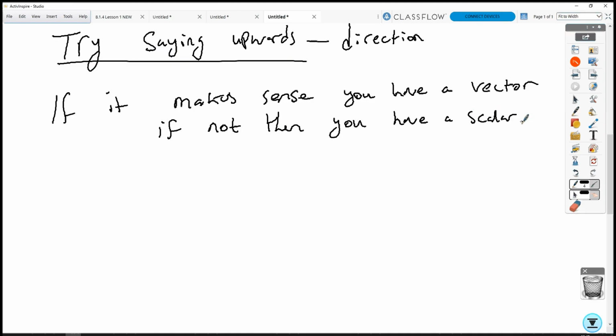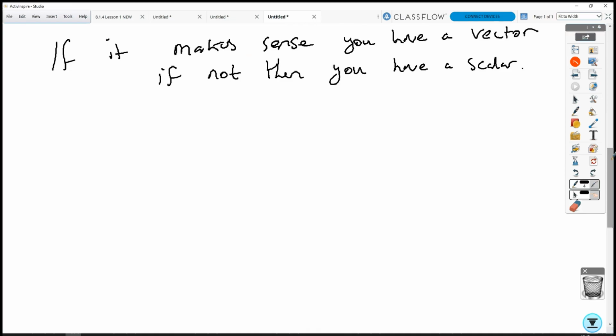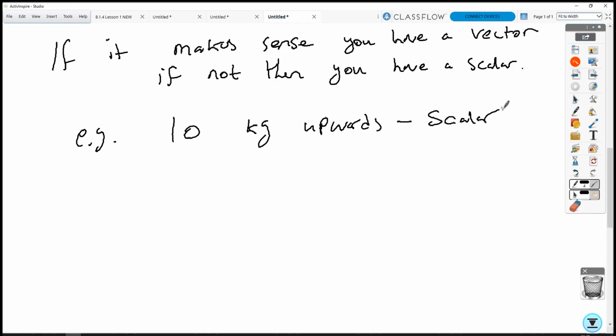So we can try two of them. For example, 10 kilograms upwards. That doesn't make sense. What is 10 kilograms upwards? It's a property of the object. It doesn't have a direction. So that means that mass is a scalar. 10 newtons upwards. Well, that makes sense because we can draw force arrows upwards. Things can be pushed upwards. So therefore, force is a vector.